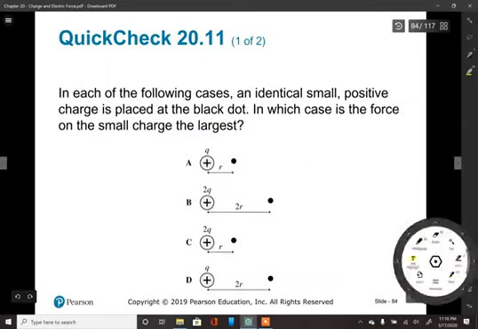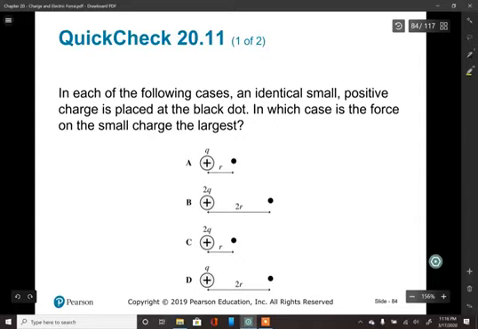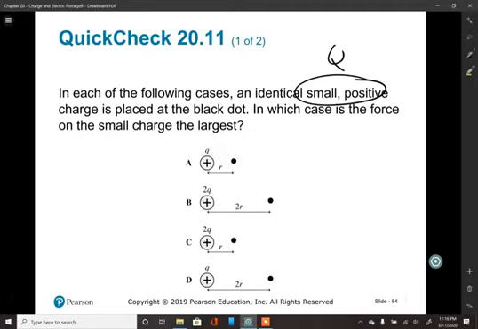Moving on. So our next one, we're going to place a charge on the black dot. Whatever magnitude it is, we don't know, but I'll just call it capital Q, and we want to know for which option the force is the largest. As long as it's identical, it doesn't matter, because we're trying to compare, not get an exact number.